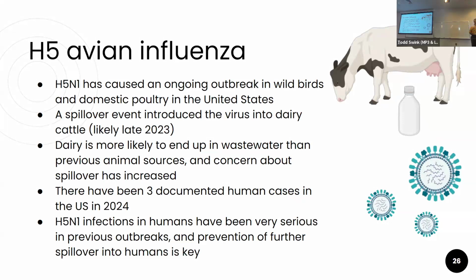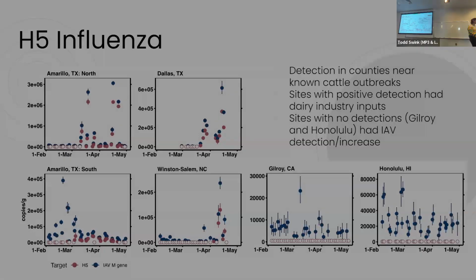So there was this new concern about, wow, we might be able to identify this in wastewater. H5N1 infections in humans have been very serious in previous outbreaks. There have been several cases now in humans in the United States in this latest outbreak that are spillover cases, where animals have transmitted the virus directly to humans. And so this seemed like a good opportunity for us to potentially look for this in wastewater.